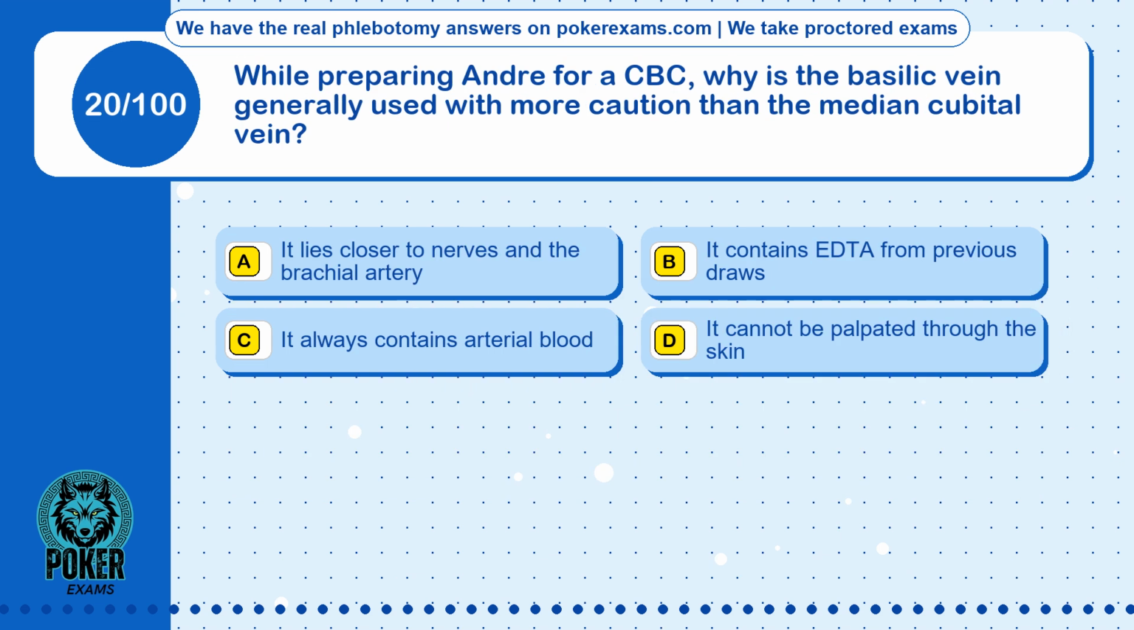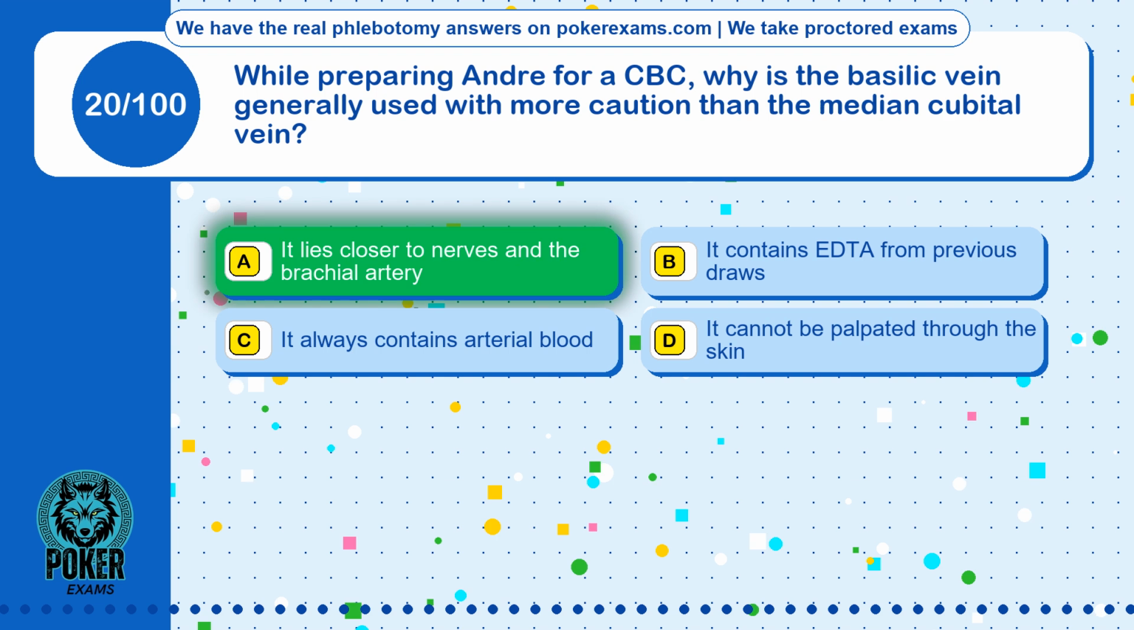Question 20. While preparing Andre for a CBC, why is the basilic vein generally used with more caution than the median cubital vein? Option A. It lies closer to nerves and the brachial artery. Option B. It contains EDTA from previous draws. Option C. It always contains arterial blood. Option D. It cannot be palpated through the skin.